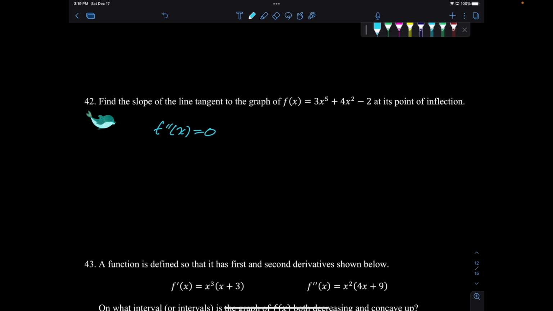So I'm going to switch over, and after I find that, I need to find f prime of whatever that value is. So this will give me some x value, and then I will find f prime of that x value. So let's switch over so that we can find that.